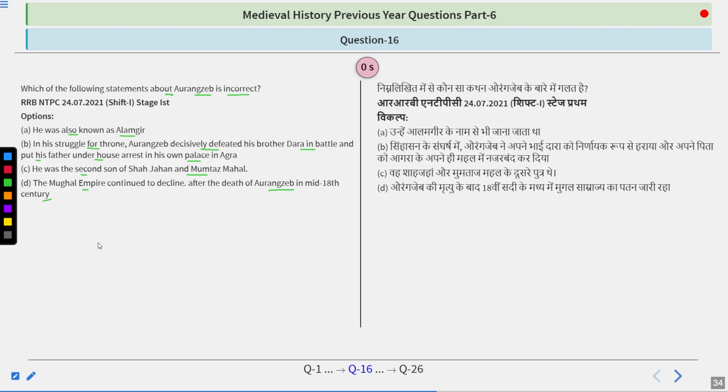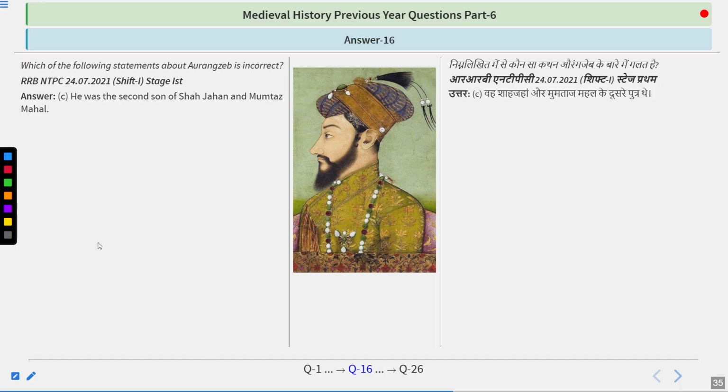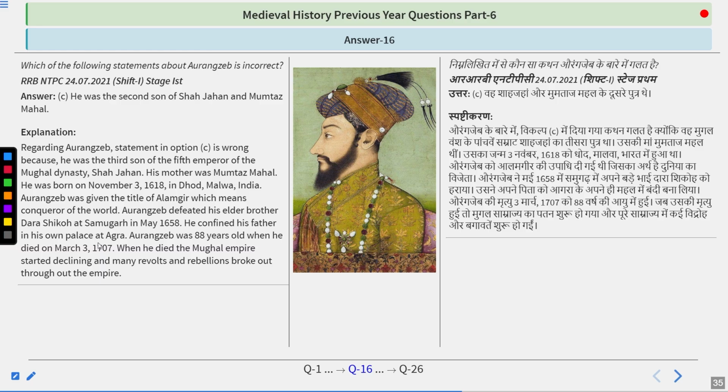And I hope you have figured it out. The answer is: he was not the second son. Regarding Aurangzeb, the statement in option C is wrong. He was the third son of the fifth emperor of the Mughal dynasty, Shah Jahan. Before him, there was Dara Shikoh, there was Shuja, then Aurangzeb, and then comes Murad.